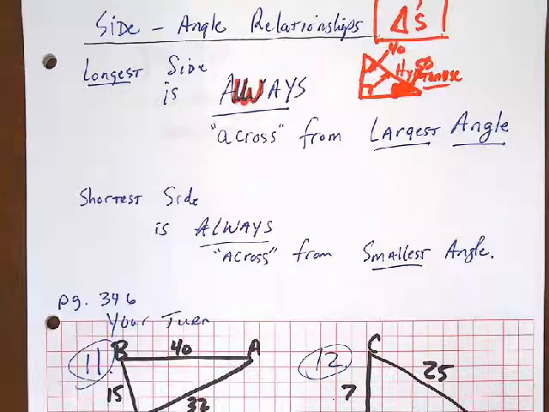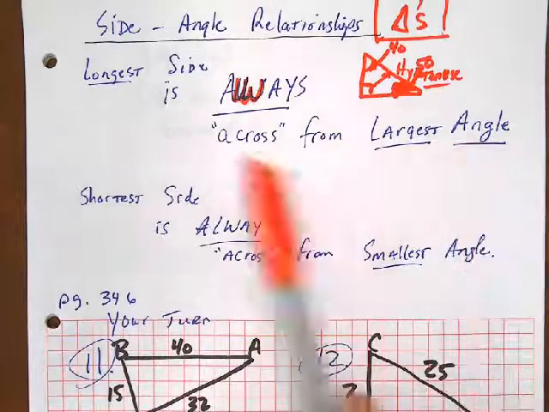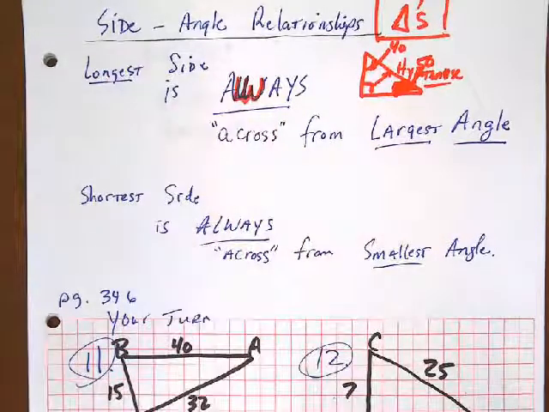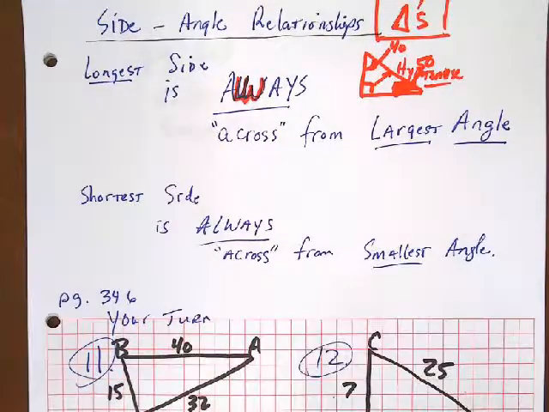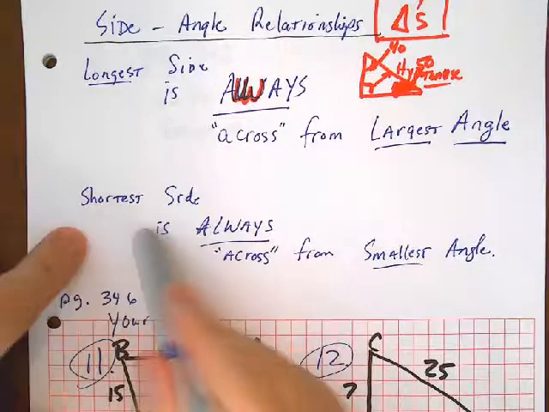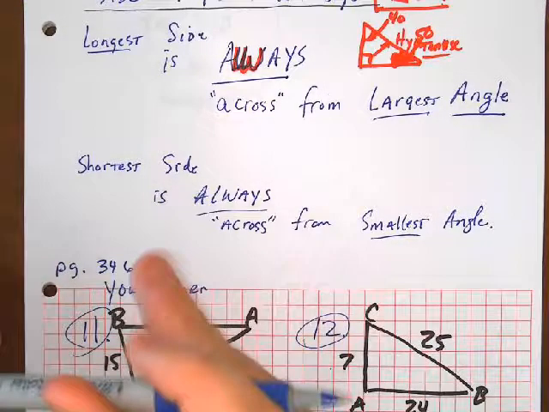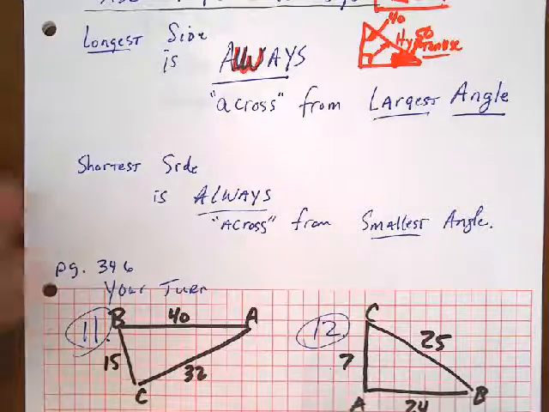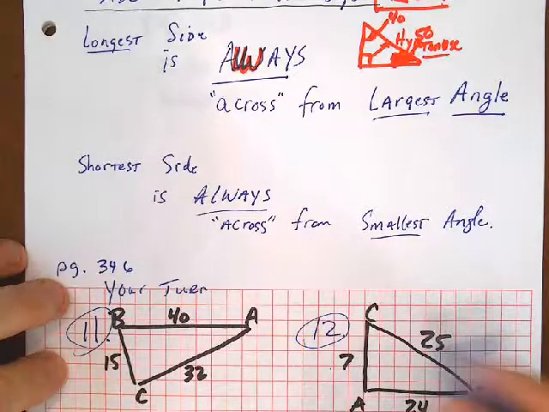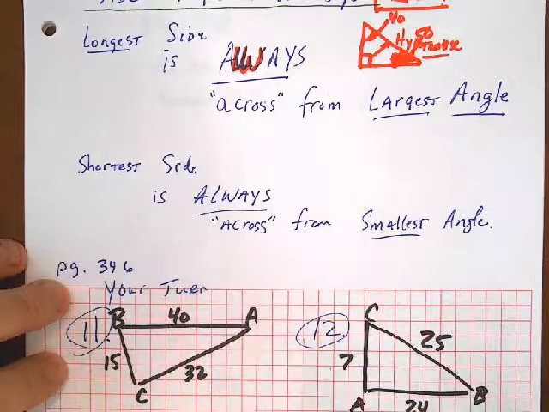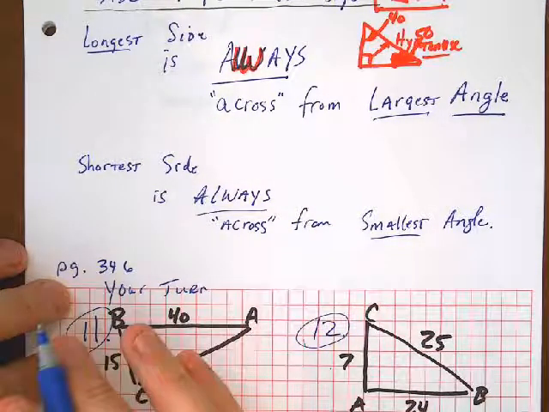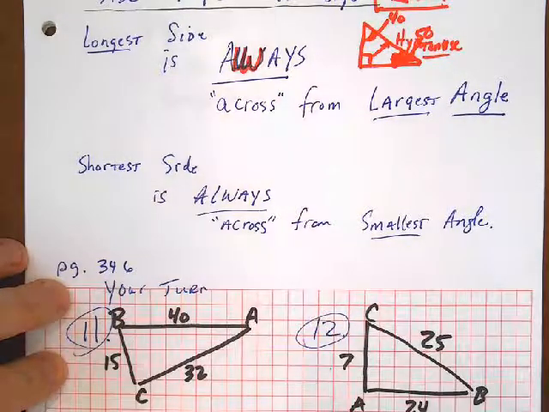Okay, and so conversely, it's also true that the largest angle is always across from the longest side. In fact, you can put them in order. The shortest side is always across from the smallest angle. So you can order the lengths of sides and the measures of the angles appropriately by how they're compared with each other. Longest side, largest angle. Smallest angle, shortest side.